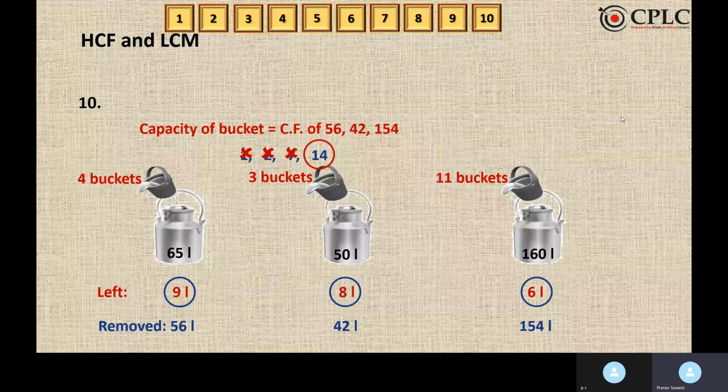42 divided by 14, that is 3 buckets for the second can. 154 divided by 14, that is 11 buckets for the third can. A total of 18 buckets are removed. So 4 plus 3 plus 11, it's 18. So option 3 is the final answer.